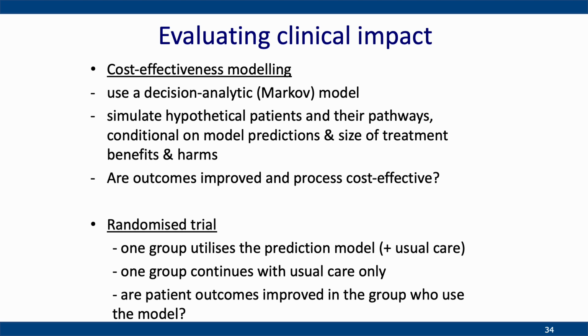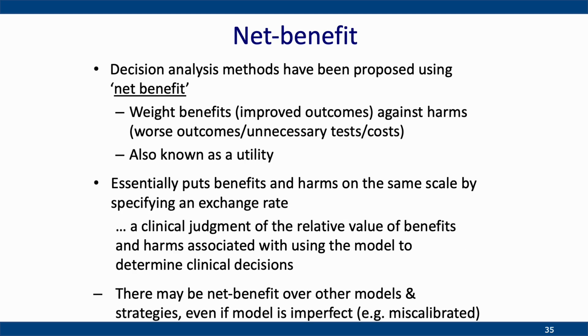Evaluating clinical impact can be done through cost-effectiveness modelling, or like I said, through randomised trials. But these are things that happen beyond your analysis data set, based on either further studies or further assumptions. An alternative, which is a good way of initially examining clinical utility, is something called net benefit. Now, this weighs the benefits, for example, expected improved outcomes, against harms, worse outcomes, increased testing, side effects, costs.